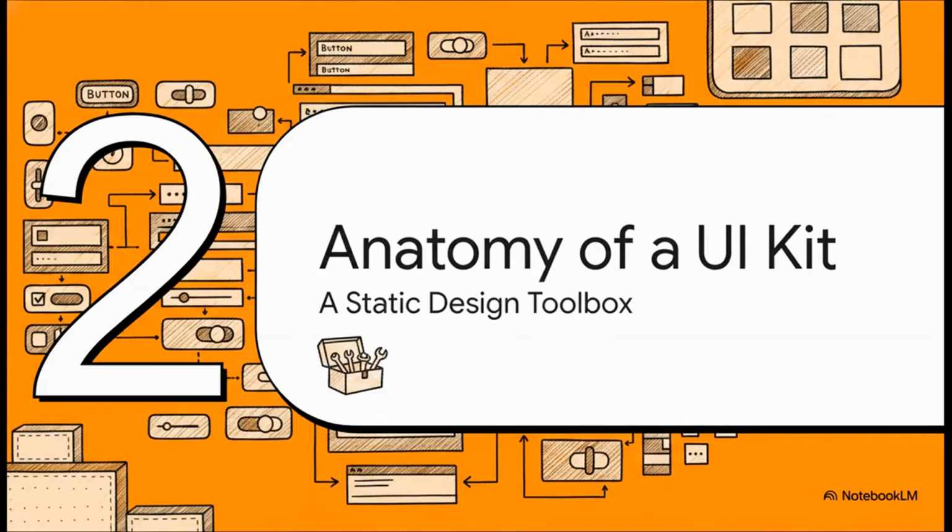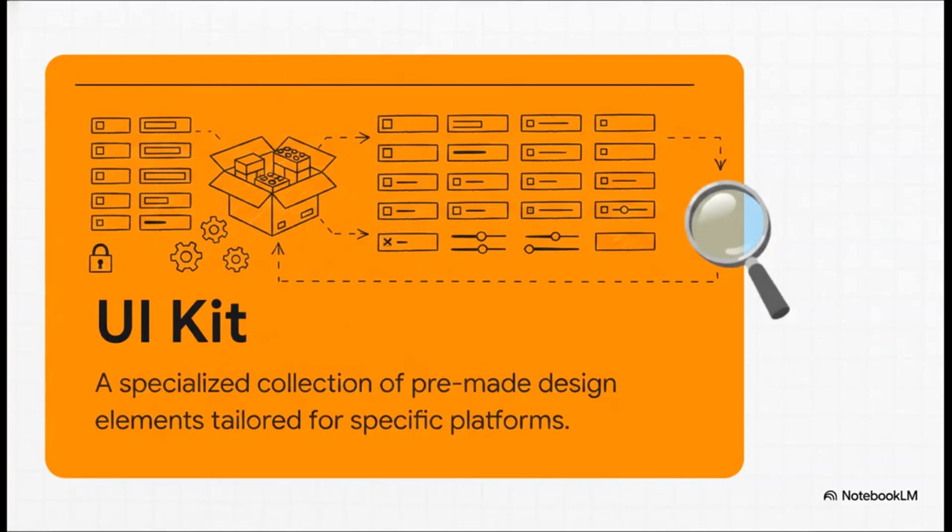Moving on to Section 2, let's look at the anatomy of a UI kit, which is basically a static design toolbox. So what actually is a UI kit? Well, by definition, it's a specialized collection of pre-made design artifacts. Think of it like a static box of beautifully crafted Lego pieces. It gives designers a massive jumpstart because it's got all these elements optimized for a specific environment. You get that visual harmony right out of the gate.